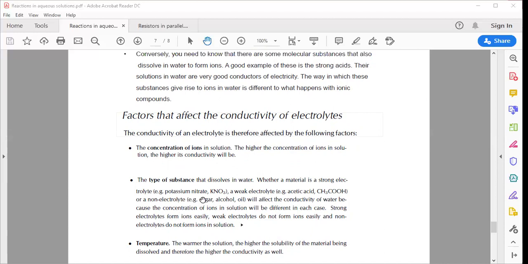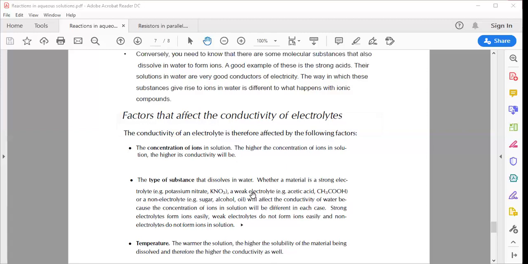If you look at a strong electrolyte, it means there will be more ions in the solution because why? It's because potassium nitrate completely dissolves in water or completely ionizes in water. So therefore, there will be many ions present for them to conduct electricity.